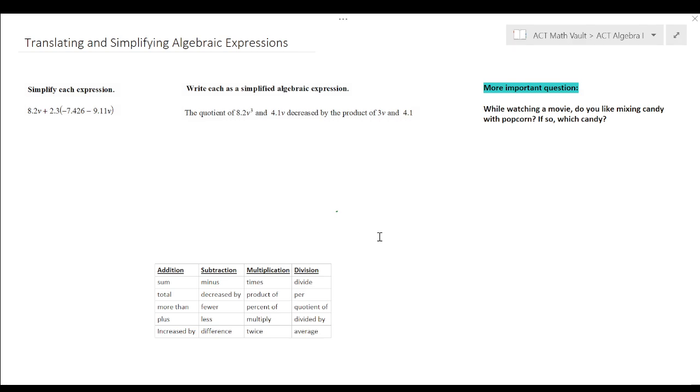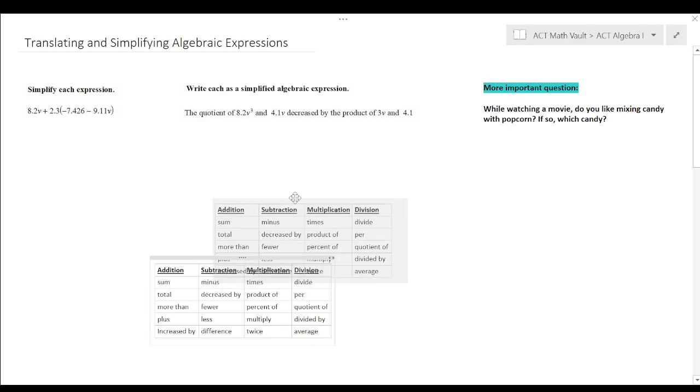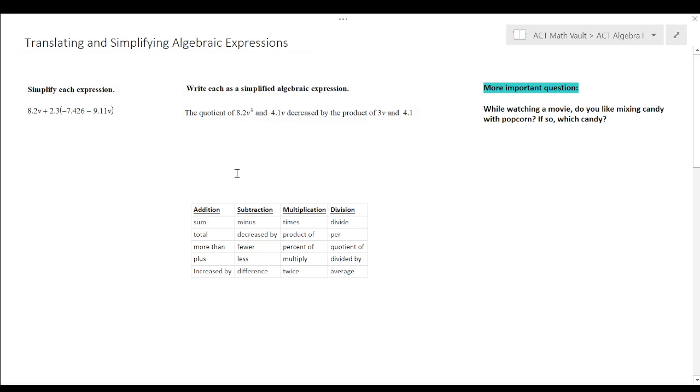Anytime you hear the words sum, total, more than, plus, increased by, that would all relate to addition. Minus, decreased by, fewer, less, and the difference would be subtraction. Times, product of, percent of, multiply, and twice would be multiplication. Division would be divide, per, quotient of, divided by, or maybe taking an average. In the first problem here, I don't have to do any translating. I'll put this over for the second one.